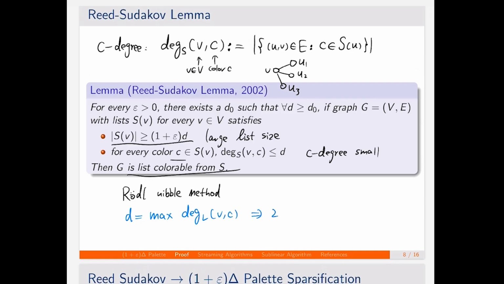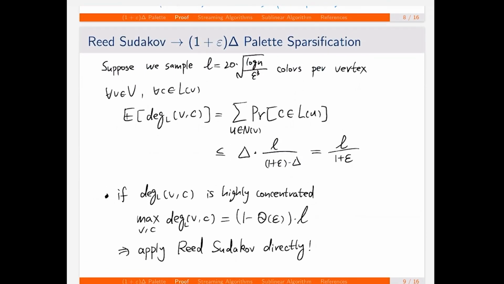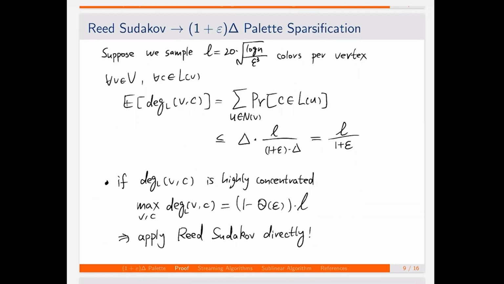And then the second condition will be automatically satisfied, because every C degree is less or equal to the maximum C degree. And if you look at the first condition, since this is 1 minus theta epsilon times L, then we will also have that the list of V, which has size L, is greater or equal to 1 plus epsilon times D. So the first condition is also satisfied. Thus, if we have that the C degree itself is highly concentrated, then we can apply Reed-Sudakov directly to get the main theorem.